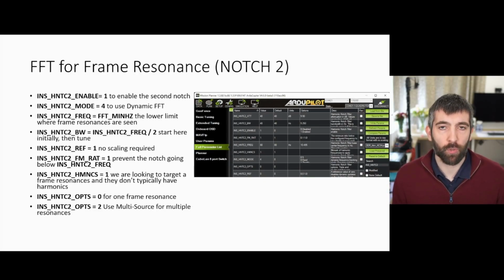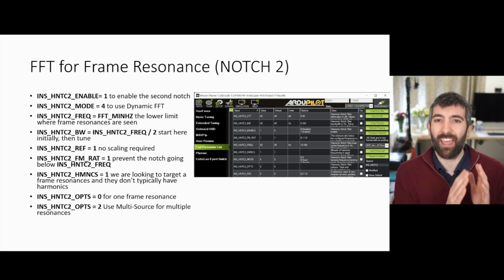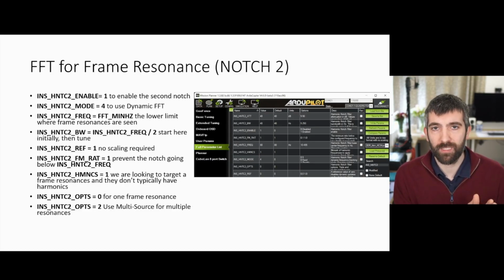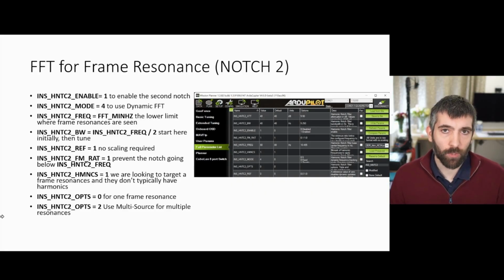There aren't usually multiples of the frame resonance with lots of noise, not in the same way that is typical for motor noise. Usually you just have a single frame resonance at one frequency and you don't see anything at multiples of that frequency. So a single notch is appropriate here. So INS_HNTCH2_HMNCS equals 1 to apply just one notch. Applying additional notches when there's not noise there to filter obviously adds delay and hurts flight performance.